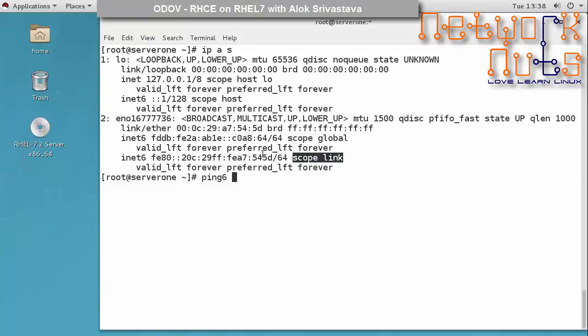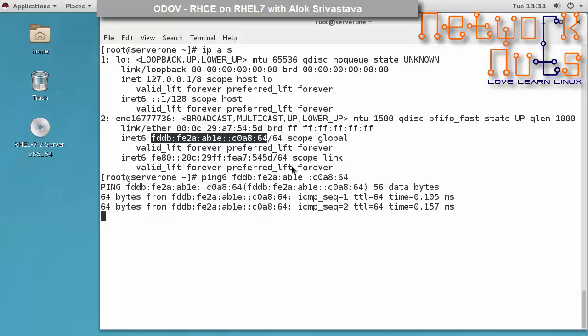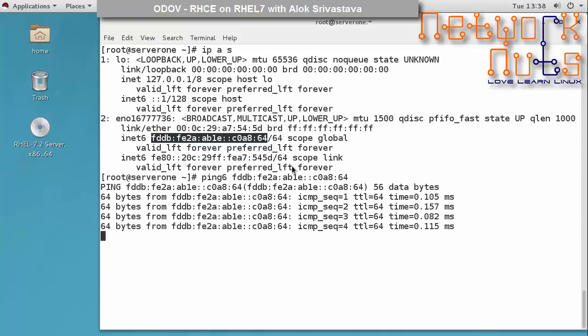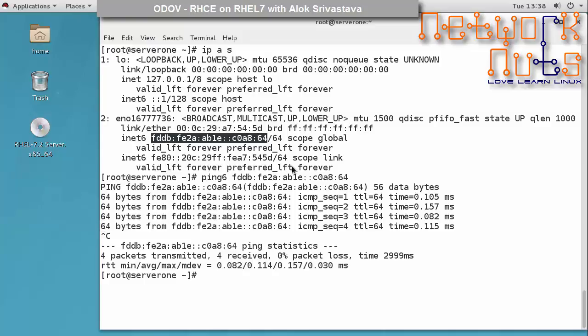So I should be able to ping this. So the ping6 utility can be used, and I can just try to ping it. Yes, it's reachable. I'm able to assign the IPv6 address and to ping it. So you have to make sure that you are able to assign an IPv6 address using nmcli. This is, again, I'll repeat again, an exam objective.